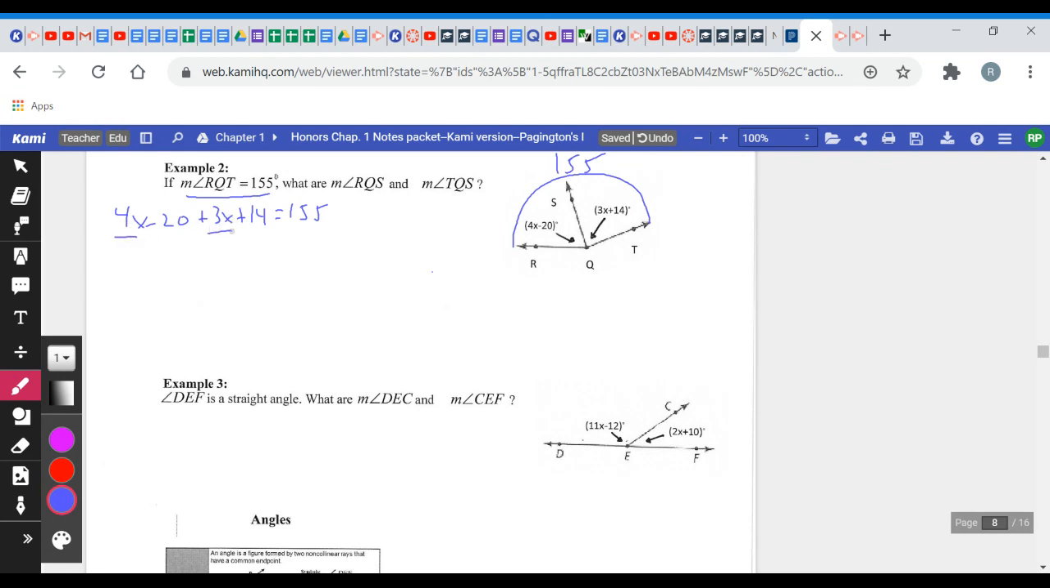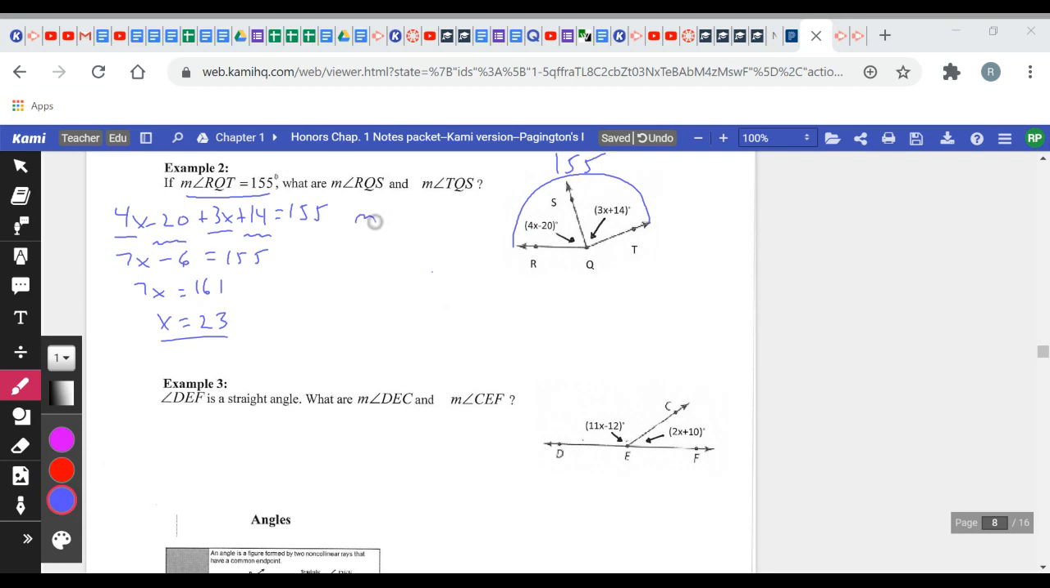I see I've got 4x and 3x. I can combine together to get 7x. I've got my negative 20 and my 14 that I can combine together to get negative 6. And then I have that as equal to 155. I can then add 6 to both sides, so I get 7x is equal to 161. And if I divide by 7 on both sides, I get x is equal to 23. Okay, once I figure out what x is, I can plug back in for what it's asking me for.